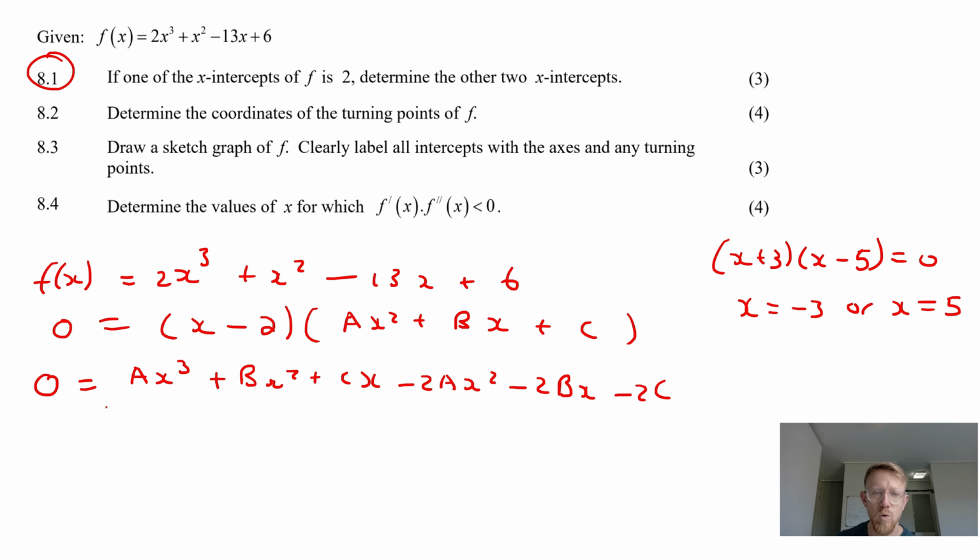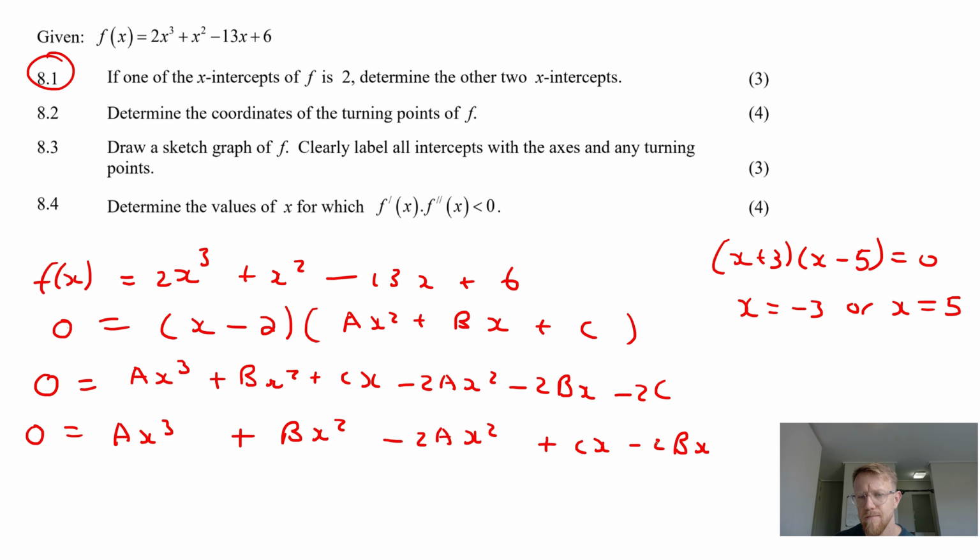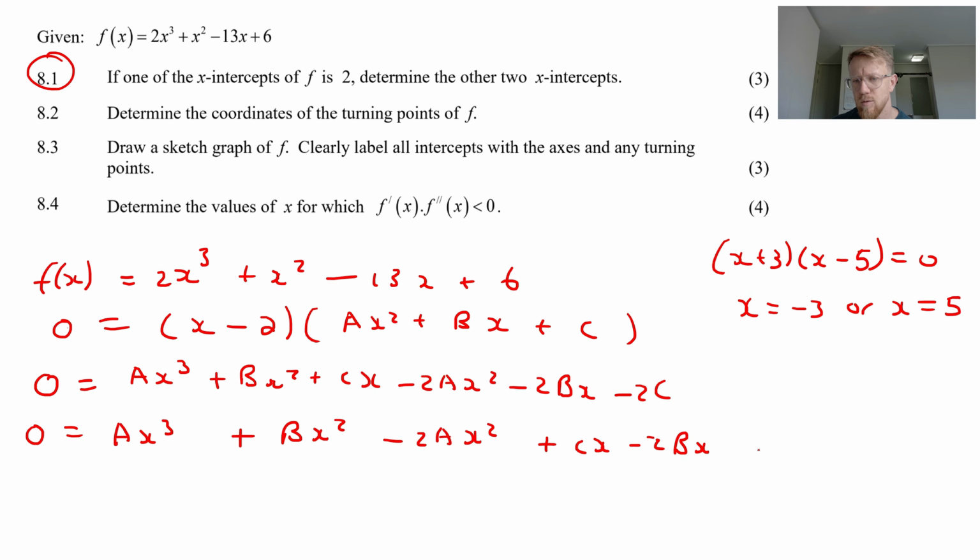Or first of all, let's put all the x cubes together. So it's just that. Then we're going to put all the x squares together. Okay. Then we're going to put all the x's next to each other, and then we're going to be left with the minus 2c at the end. Now we want this to be the exact same as this. It's the same thing, right? Because here we're just trying to factorize it and break it down. So I'm going to now take this and write it underneath.